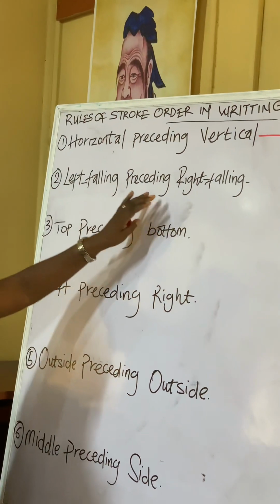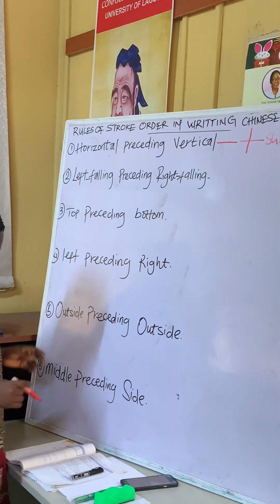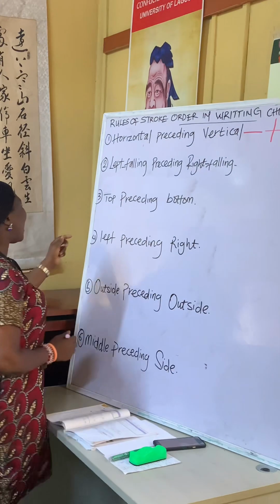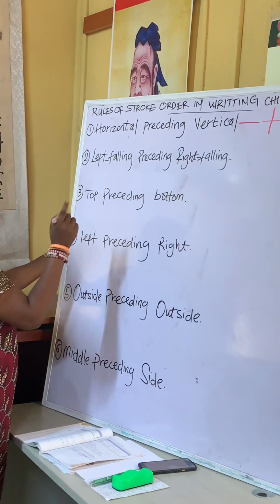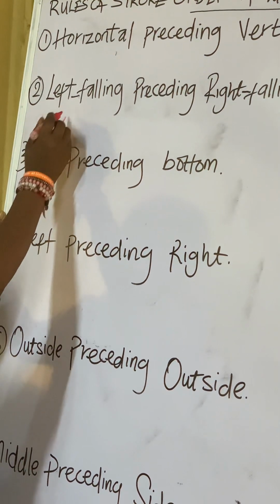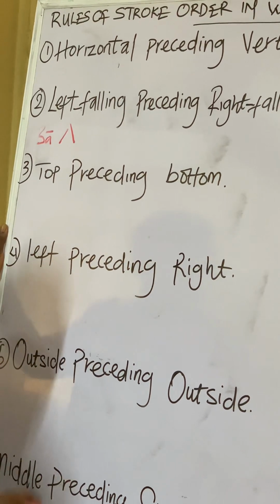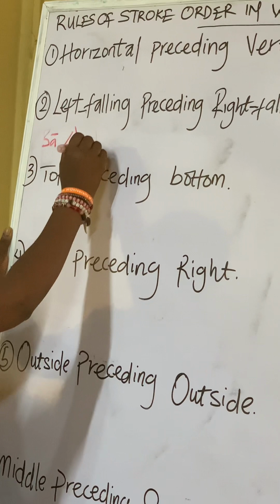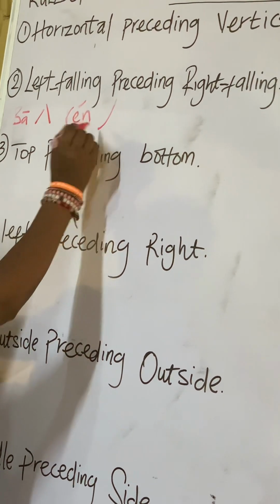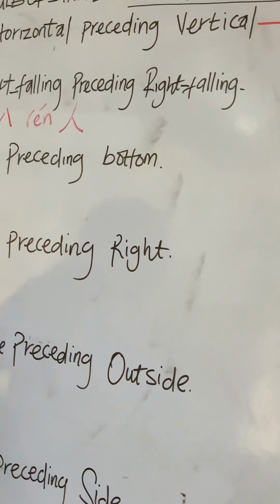Then example two is: left precedes right. That is left before right, in a simple way. An example of this is when you're writing bā. Bā is eight. When you're writing bā, first of all the left, then the right. Do you understand? Another example is when you're writing rén. Rén is people. That is left first, then the nà, which is the right. So this is the rule.